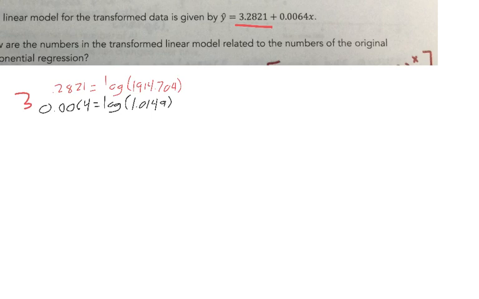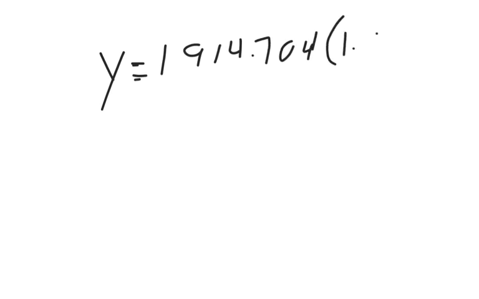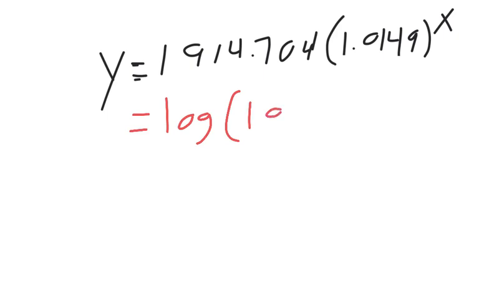So if I look at my original equation, oh gosh, don't do this to me. Okay, I'm just going to a new slide. My original equation was y equals 1914.704 times 1.0149 to the x. Okay. What if I took a log of all of that output?